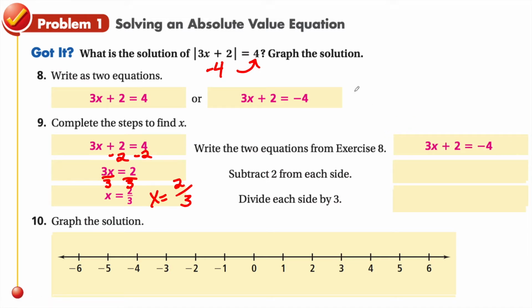rewrite the equation right here. We're going to bring that straight down. You have to subtract 2 from each side. Perfect. So minus 2, minus 2. When you do that, you'll get a 3x equals a negative 6, just like this middle part says. Divide each side by 3.